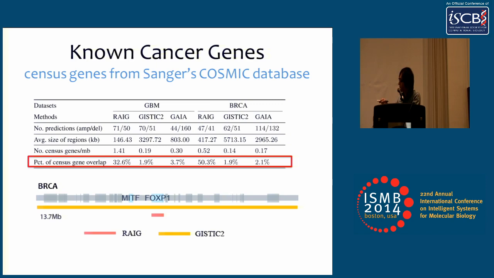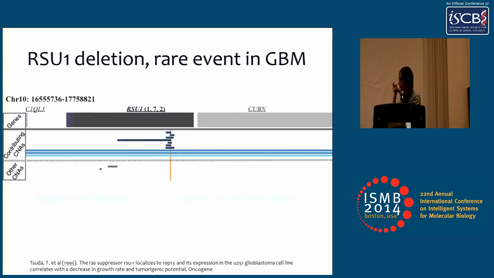And here's an example showing the prediction of RAIG and GISTIC2. This is a very good gene, and RAIG achieves almost 99% coverage for this gene.